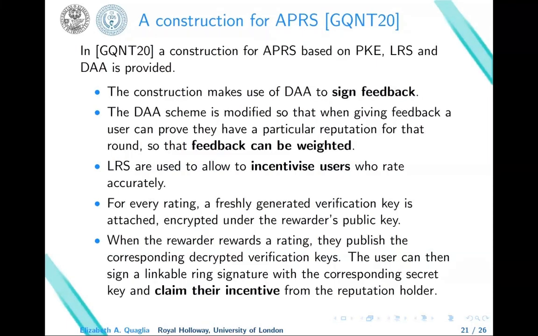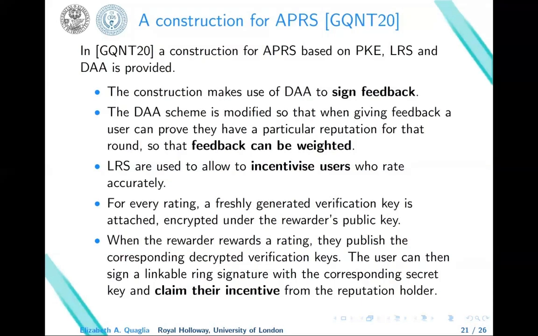So the idea is that we use the DA scheme to sign feedback, and we actually slightly modify the DA scheme so that when signing, we can incorporate our reputation, which means that the feedback can be weighed. Now, the linkable ring signatures are used to incentivize users who rate accurately.